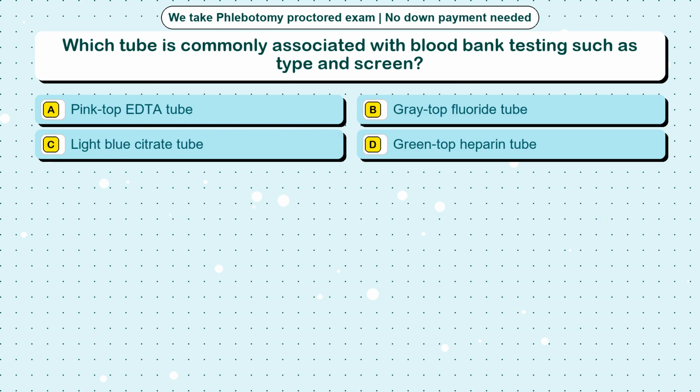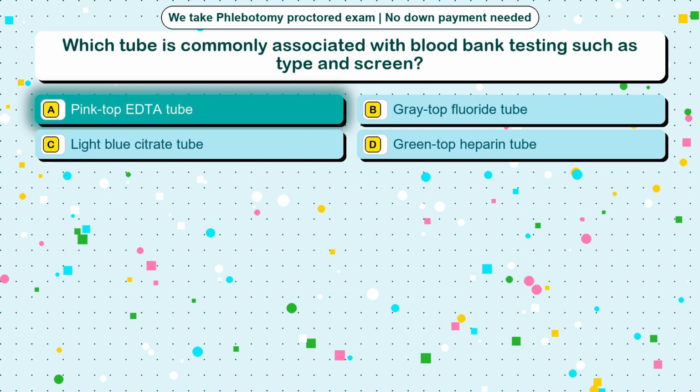Question 25. Which tube is commonly associated with blood bank testing such as type and screen? Option A, pink top EDTA tube. Option B, gray top fluoride tube. Option C, light blue citrate tube. Option D, green top heparin tube. The correct answer is option A, pink top EDTA tube.